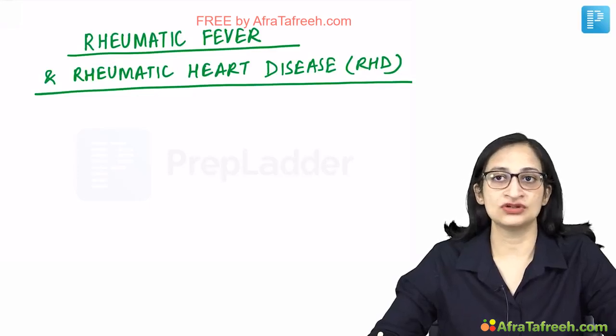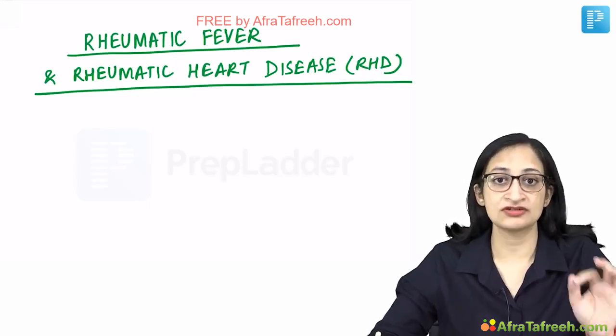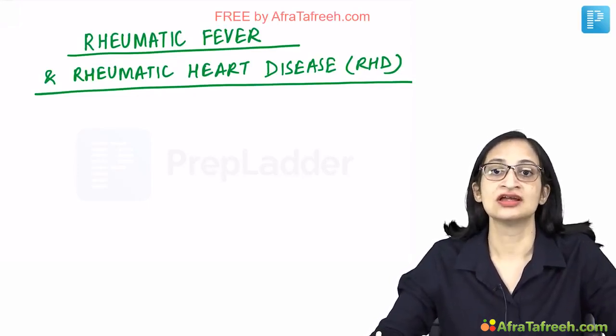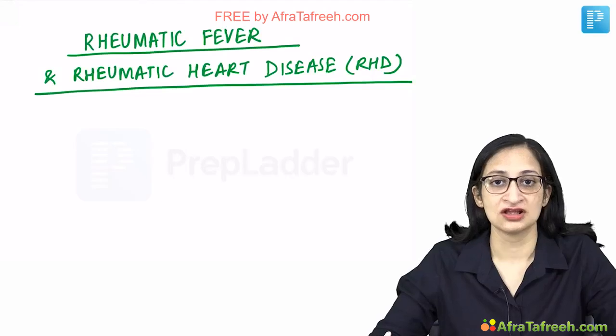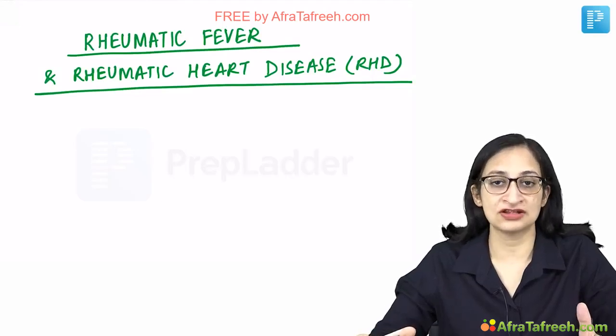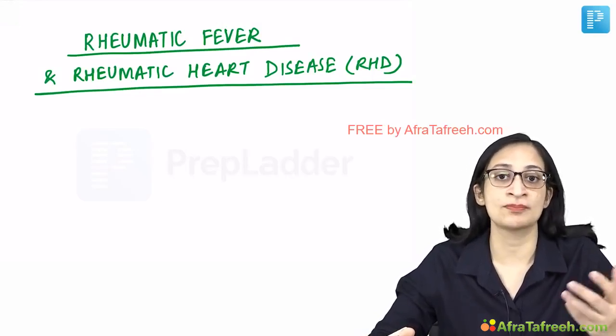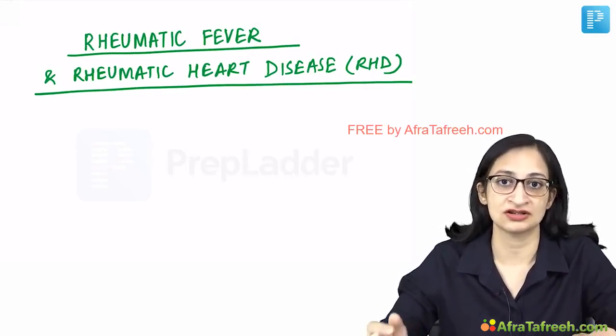In this video, we are going to discuss a very important, rather the most important acquired heart disease seen in children, that is rheumatic heart disease. There is an entity called acute rheumatic fever, and the heart disease that is seen accompanying it, or a part of that illness, is called rheumatic heart disease.